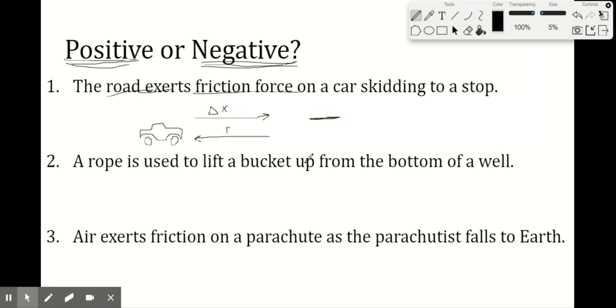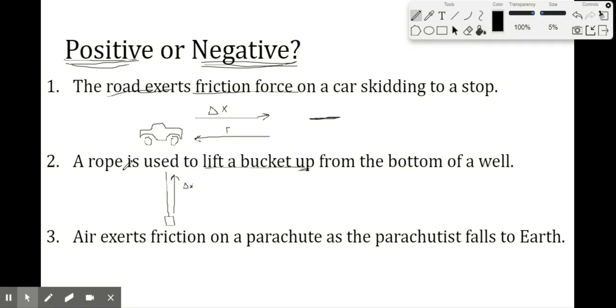Now next example, we have a rope lifting a bucket up from the bottom of a well. Again, I'm just going to draw a little simple picture to help me figure out what's going on. So there's my bucket and there's the rope. We are lifting the bucket up, so that tells us right there that our change in position is up. So our delta X is going to be up.